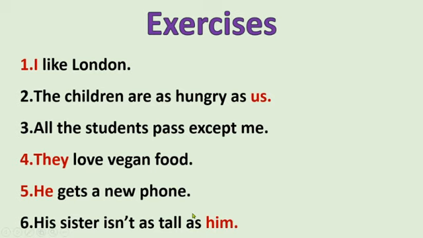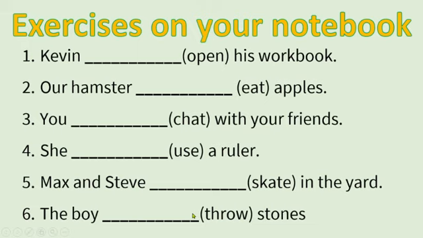Okay, now finally, in your notebook you have to write these six sentences, and the idea is you have to complete them with the right negative auxiliary. It can be, maybe, Kevin don't open his workbook, or Kevin doesn't open his workbook. 2, our hamster don't eat apples, or our hamster doesn't eat apples. You have to read them and choose the auxiliary, don't or doesn't, and the verb after that.